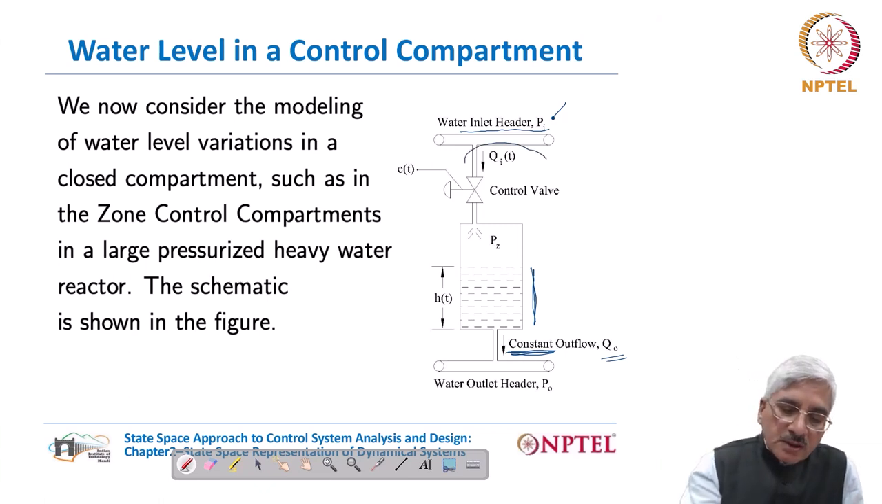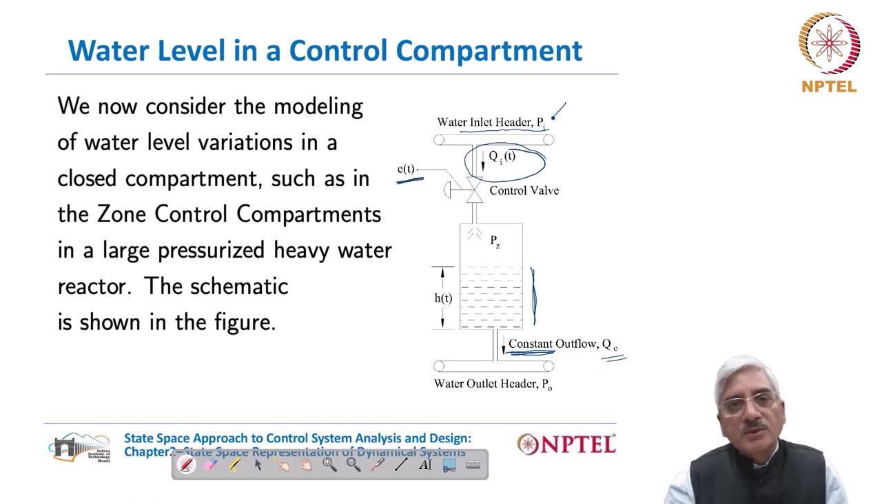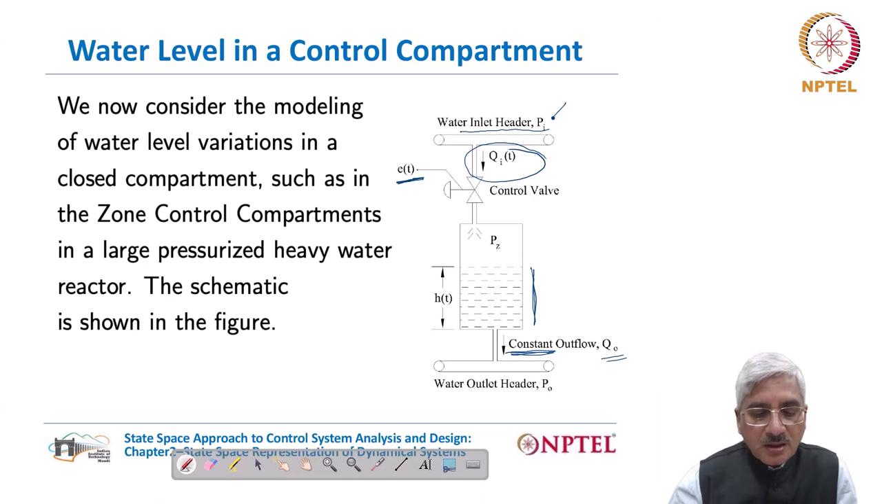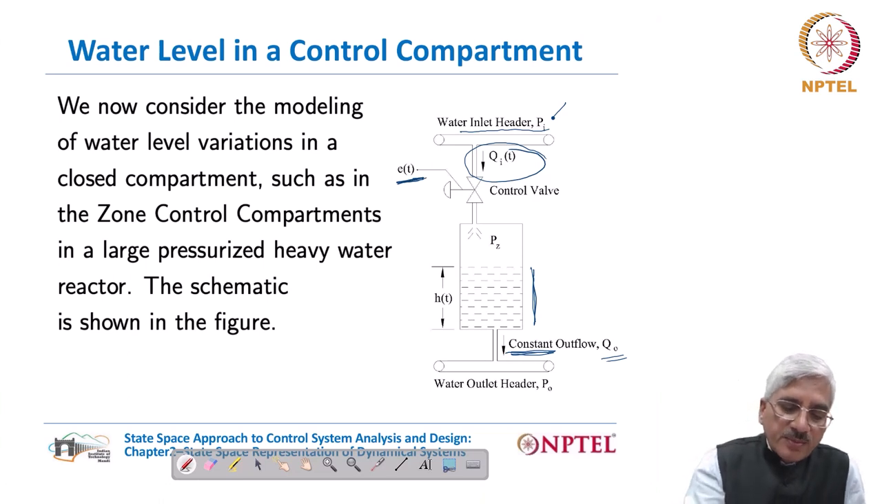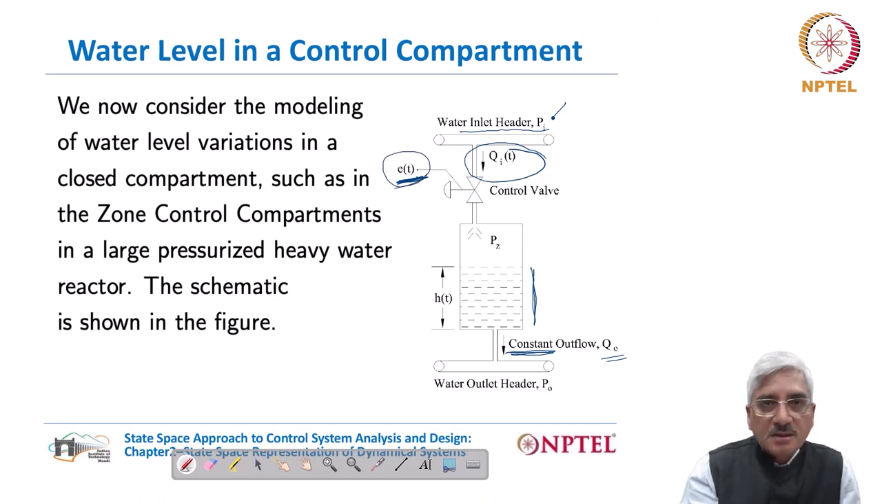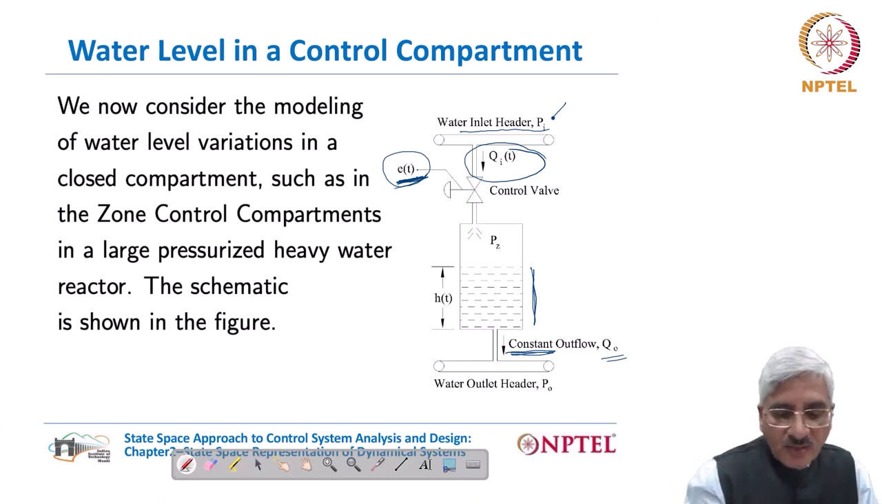Inflow, of course, can be varied depending upon the proper positioning of the control valve. The positioner of the valve is impressed with a time dependent signal E(t), the input to the system. Because of that coil current in the positioner, the pressure on the actuator changes, which we saw in the modeling of the control valve earlier.